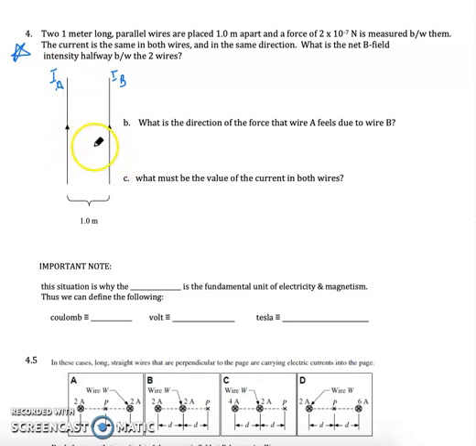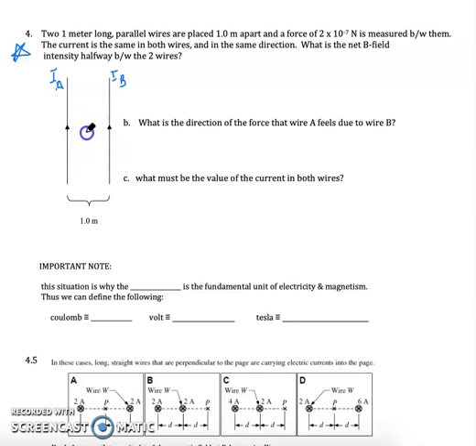Okay, and besides the fact they're parallel wires with current going through them, the current is in the same direction. You could be asked questions where they're in opposite directions. You could be asked questions where there's a third parallel wire that might be with the others or in the opposite direction. So you want to understand the general gist of this. So the first question is, what is the net B field intensity halfway between the wires? You've done problems like that before, and there are variations of that throughout this homework.